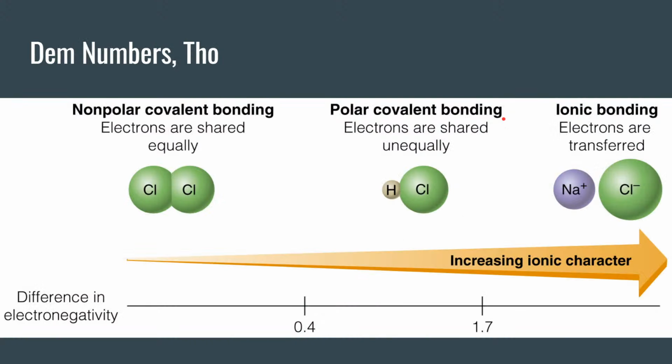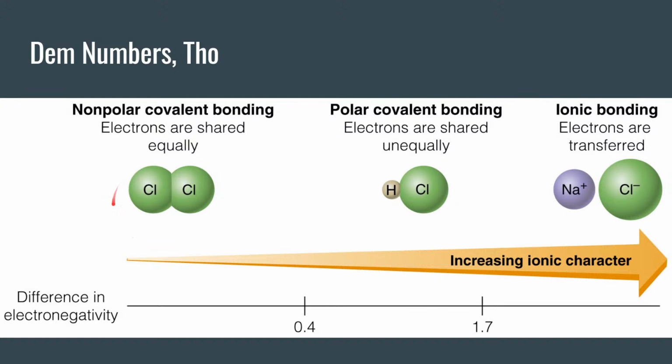All right. So, we can put this in terms of numbers. You look at the difference in electronegativity between your 2 elements, between the 2 atoms. All the way over on this end of your scale, 0 difference. 2 atoms of the same element. In this case, 2 atoms of chlorine. They both have the exact same electronegativity, so the difference between them is 0.